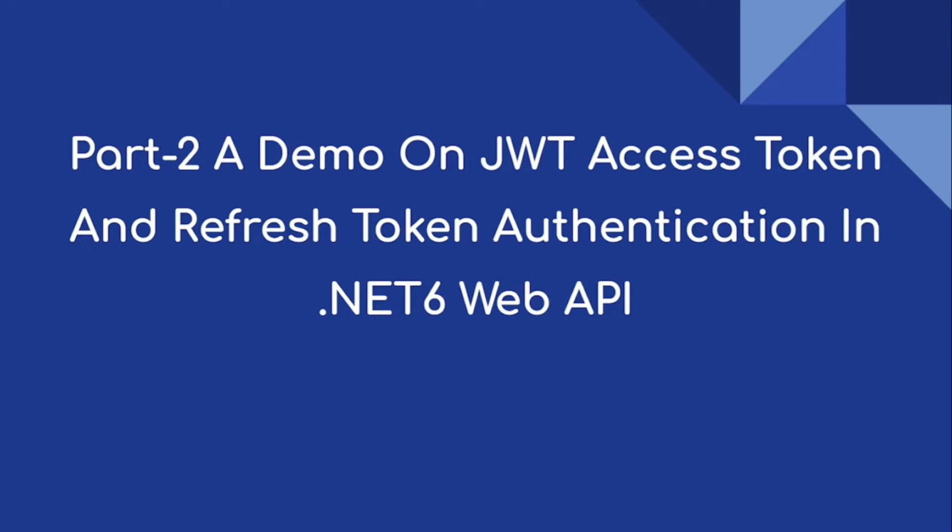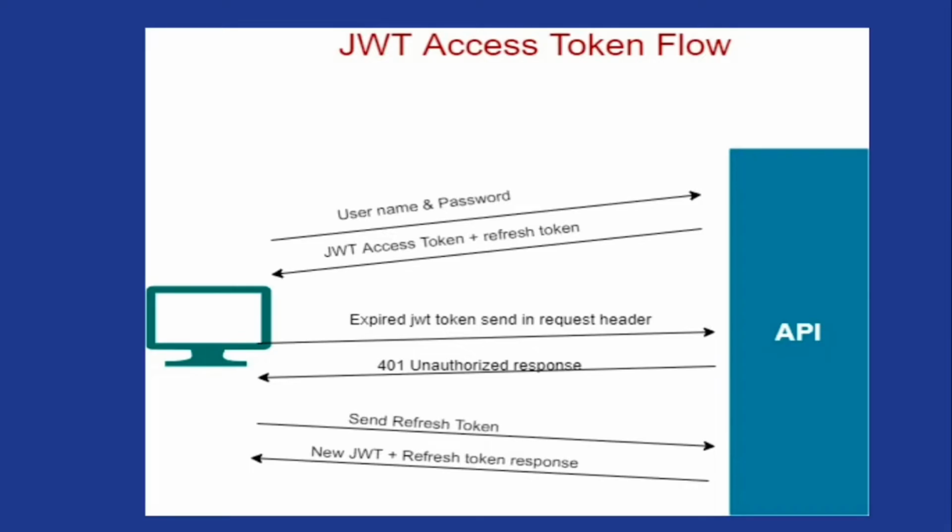Hi everyone, this is the second video on JWT access token and refresh token generation in .NET 6 Web API. In the first video we generated the JWT access token. In this video we are going to implement logic for generating a refresh token and also how we can use the refresh token to renew the expired JWT token.